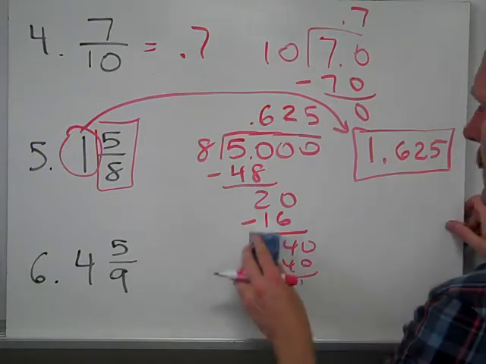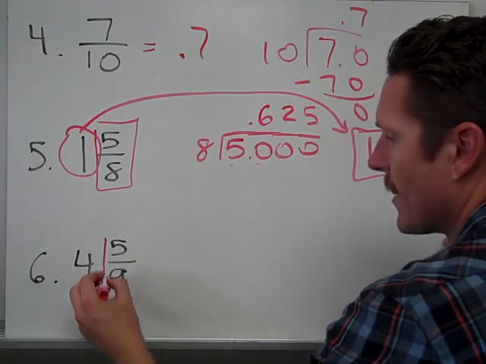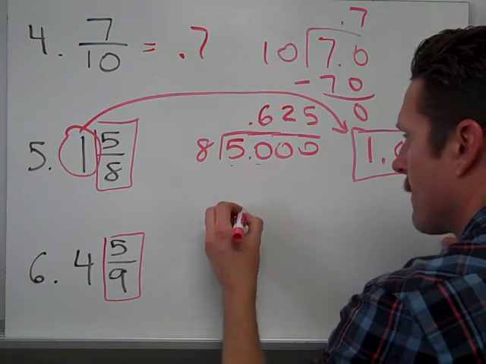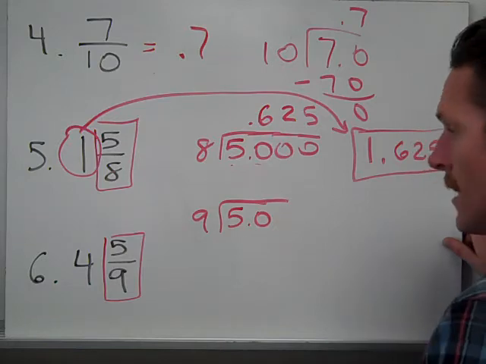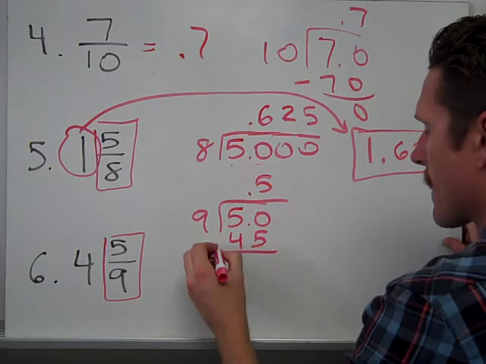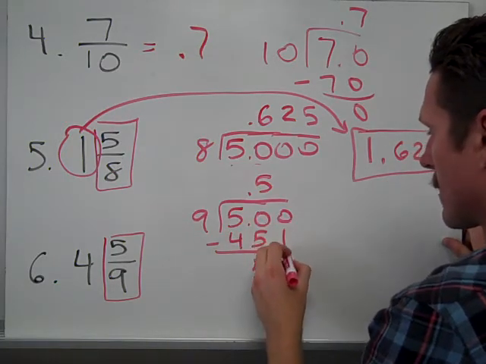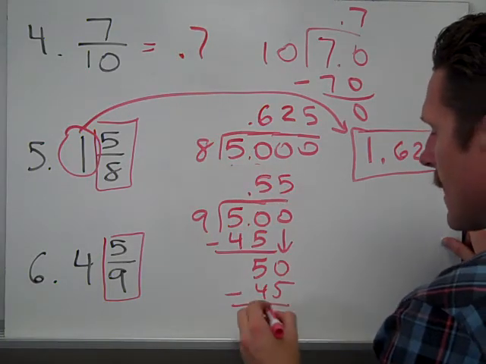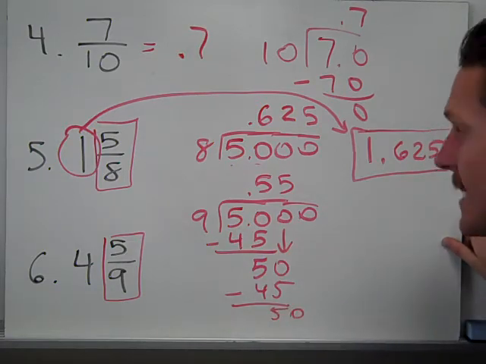Let's do another one. I'm going to erase this. Remember, whole numbers, we leave that alone. Look at the 5/9. 5 divided by 9 into 50. Well, 9 times 5 is 45. Subtract. We get 50 again. So that means I'm going to do a 5 again, and I'm going to get 50 again. So here's that repeating part, that repeating decimal.